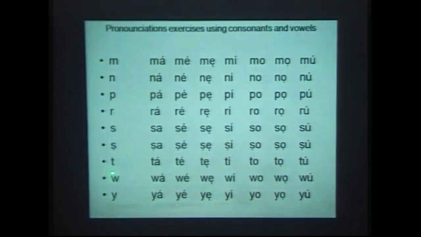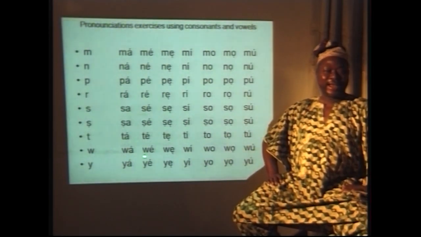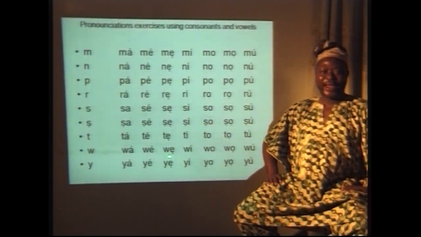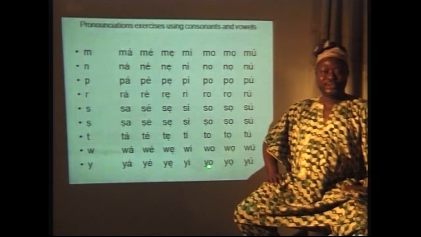T, consonant. Ta, te, te, ti, to, to, tu. W, consonant. Wa, we, we, wi, wo, wo, wu. Y, consonant. Ya, ye, ye, yi, yo, yo, yu.